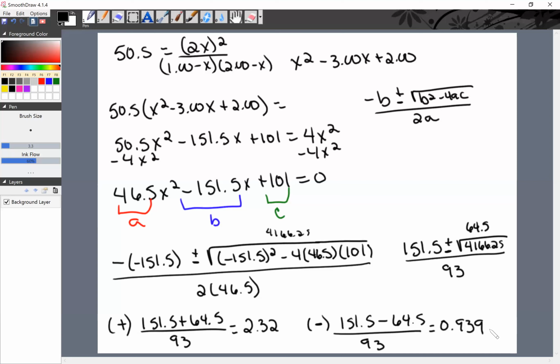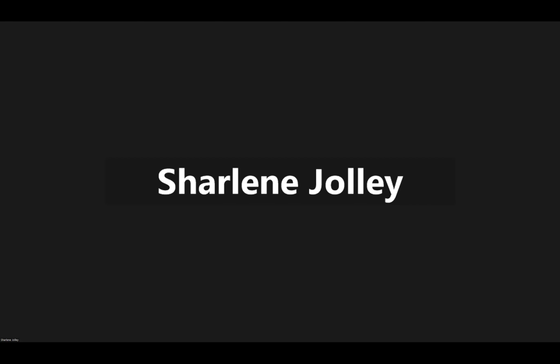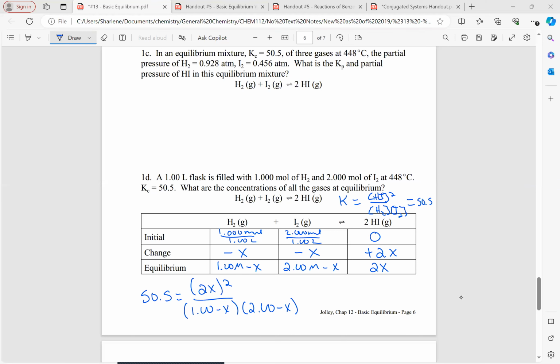And remember, I just solved for x, so I have two values of x. So let's go back to our ICE table. Which one makes sense? I have an x of 2.32 molar, or I have an x of 0.938. This one doesn't even make any sense. You can't have more molarity than you started with, and so one of the answers should always be nonsense for you. So I just found x to be 0.938 molar, and then I'm going to plug that in.